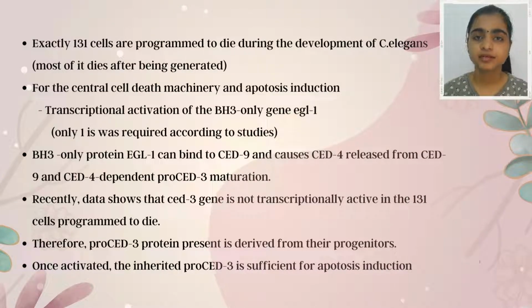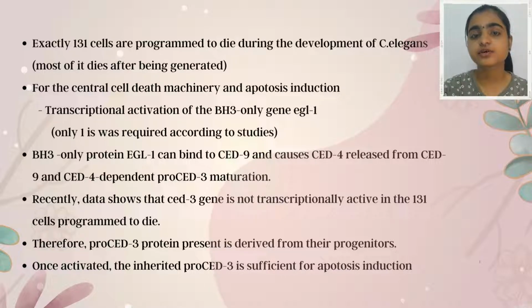During the development of the C. elegans hermaphrodite, exactly 131 cells are programmed to die. The majority of the cells die around 30 minutes after being generated. Furthermore, in these cells, the transcriptional activation of the BH3-only gene EGL1 is thought to be sufficient for the activation of the central cell death machinery and also apoptosis induction.